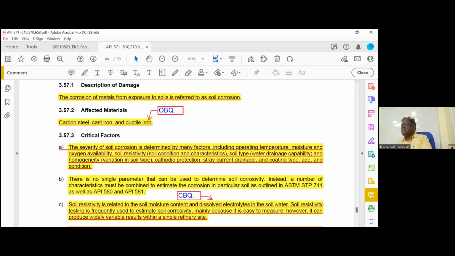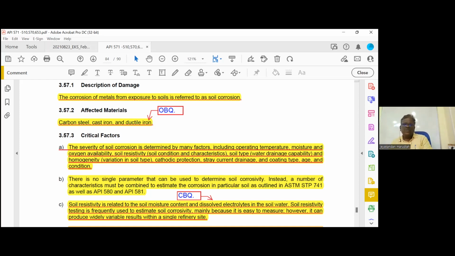How will we measure the resistivity of the soil? There are three methods. It is covered in 574. I will briefly tell, then we will see in 574. Wenner 4-pin method, soil bar, soil box.